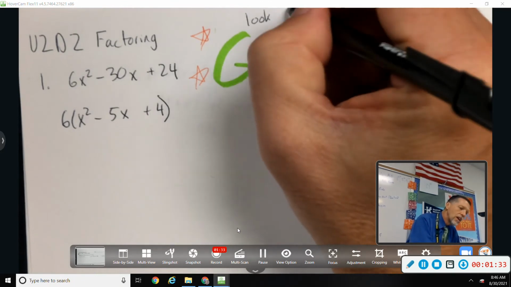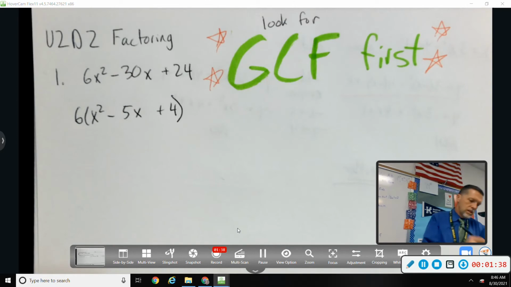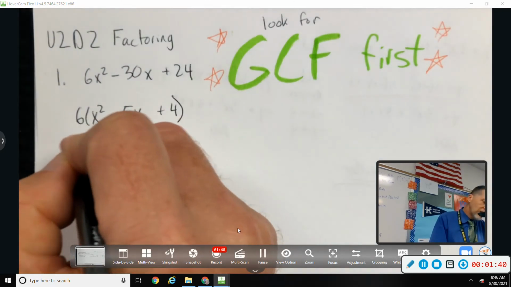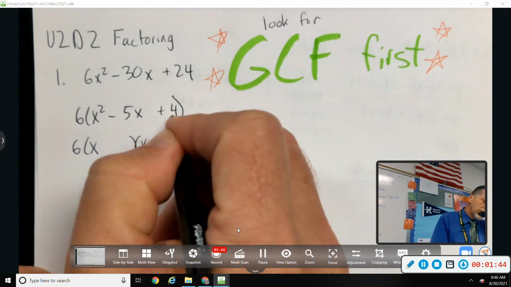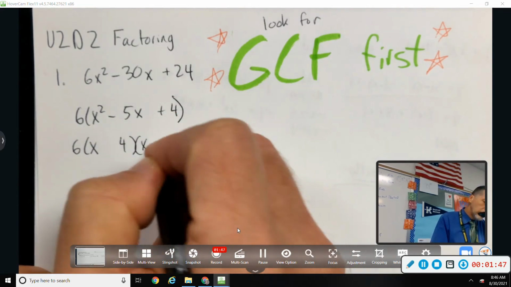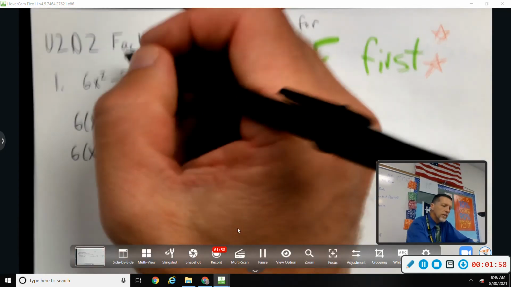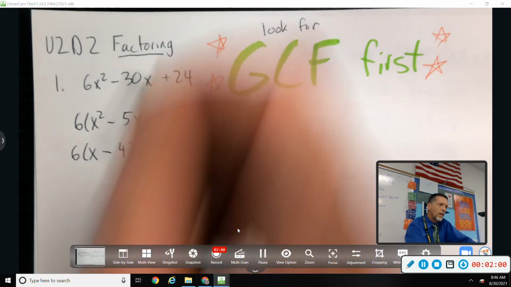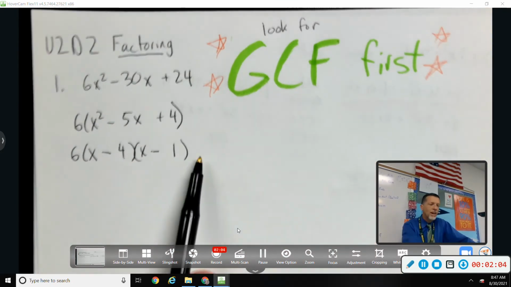This one's easy. Look for GCF first. Now, don't forget the 6 is still out there. It doesn't go away. This should be an easy one. 4 and 1, both minus signs. And we stop there. It tells us to factor. It doesn't tell us to solve. We couldn't solve that one anyway because it's not equal to 0.